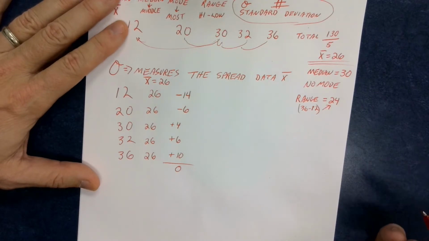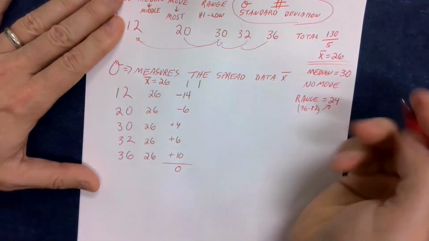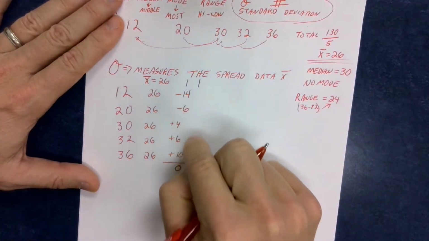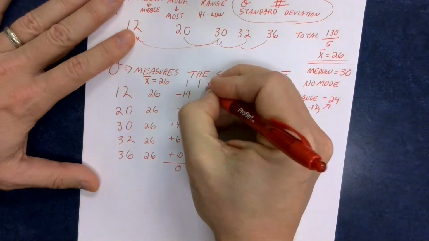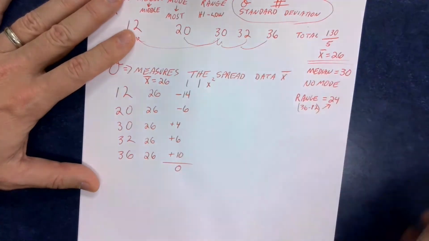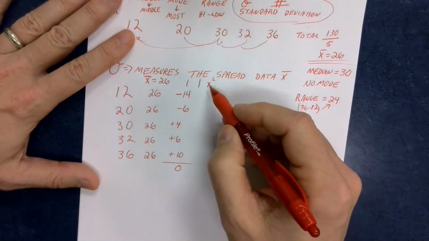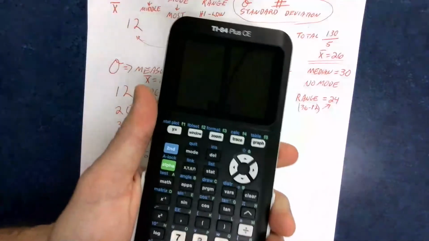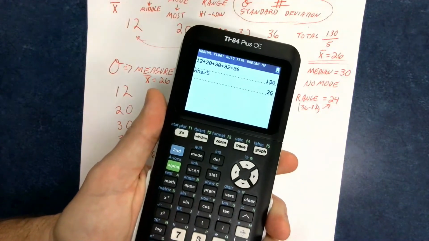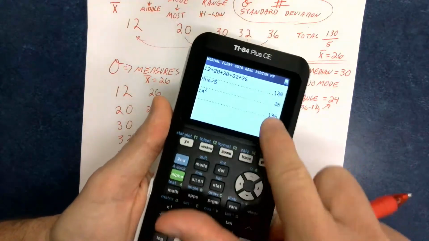So what we are going to do, though, is we're going to take each of these numbers, and there are two different ways to look at them. One, we could take their absolute values, and that would be a 14, a 6, a 4, a 6, and a 10, and just look at those numbers. The other way we could look at it is take those differences and we could square them. And that's how standard deviation works, is we're going to square those differences. So I'm going to start with the first one, and here we go. 14 squared, enter, it's 196.